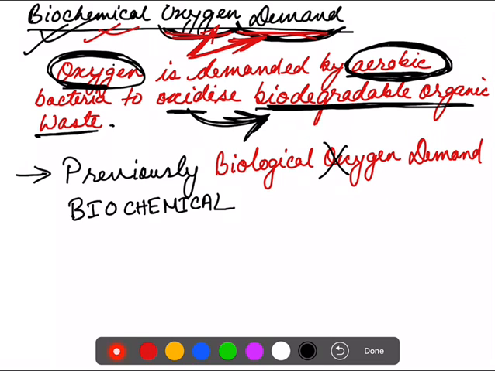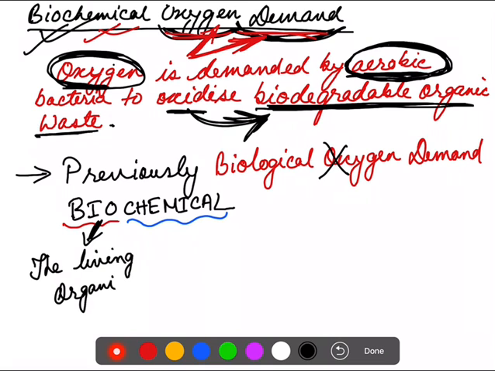So it comprises two words: one is bio, one is chemical. Okay, so why are two words used? See, bio means the living organism. In this case, the living organism is bacteria.